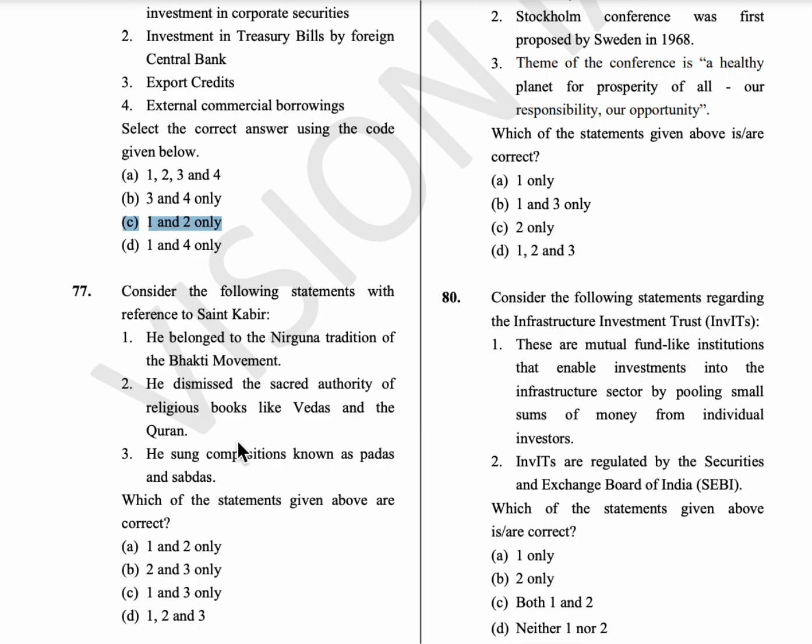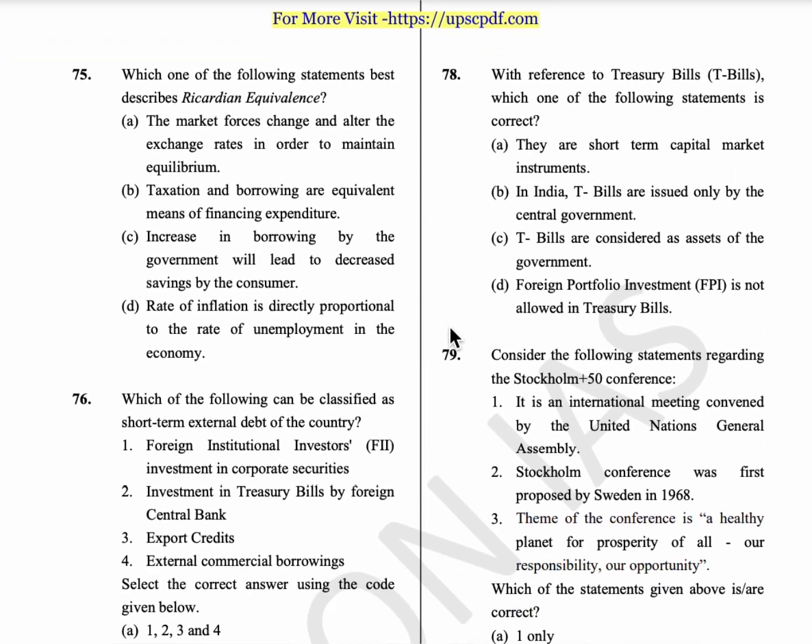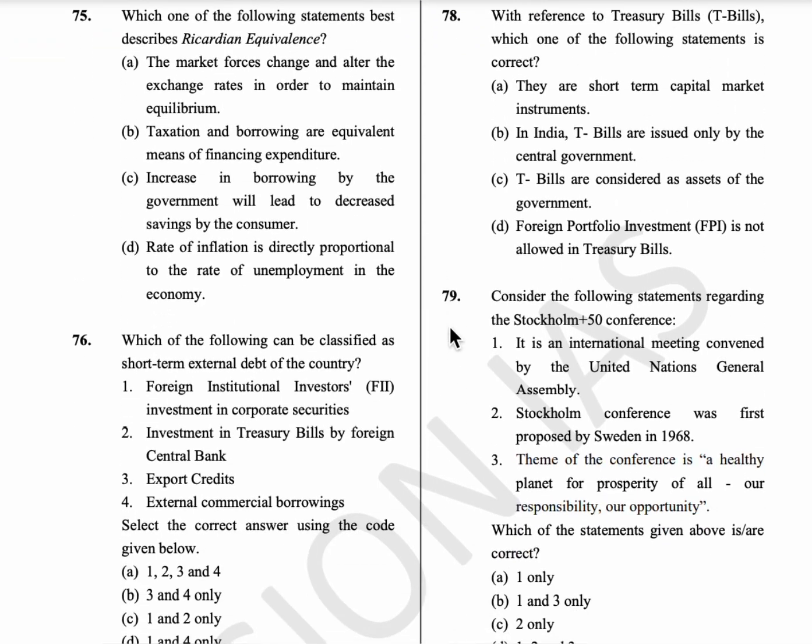So first statement is he belonged to the Nirguna tradition of Bhakti movement. Second is he dismissed the sacred authority of religious books like Vedas and Quran. Next is he sung compositions known as Padas and Shabdas. So all these statements are correct. So option D. 78th question, with reference to the treaty bills.